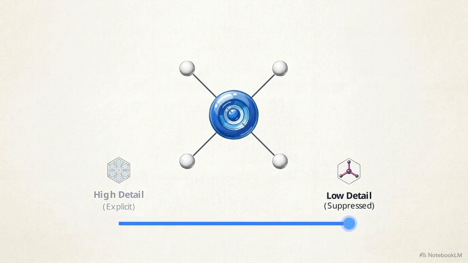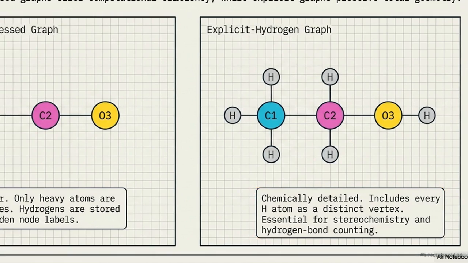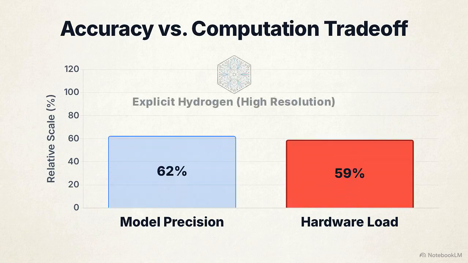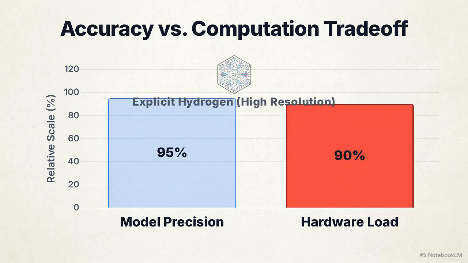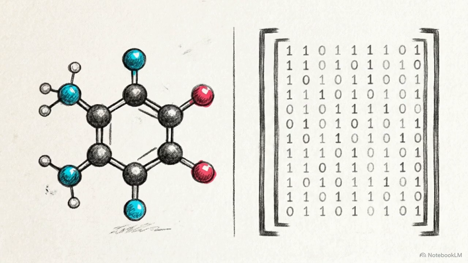The primary variable is the treatment of hydrogen. In an explicit hydrogen graph, every hydrogen atom is a distinct vertex. This high-resolution model preserves total geometry, necessary for calculating stereochemistry. By contrast, a hydrogen-suppressed graph omits hydrogens as separate nodes, storing them as hidden labels. This reduction offers critical computational efficiency for massive datasets. This choice of resolution determines both the chemical accuracy of the model and the computational cost required to run the neural network.